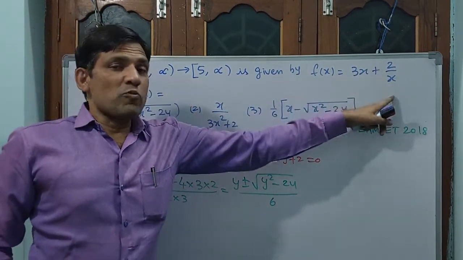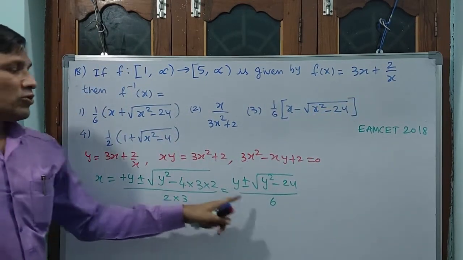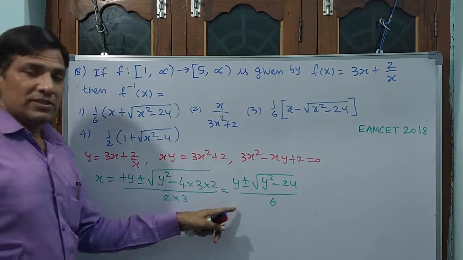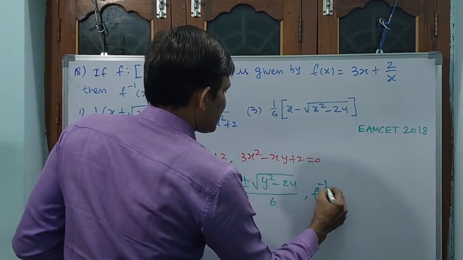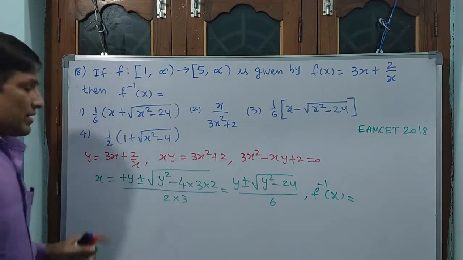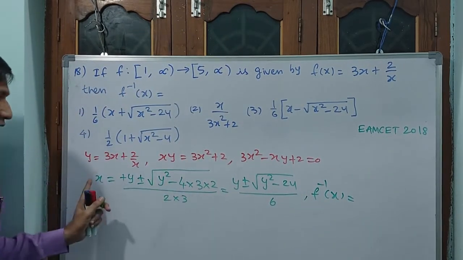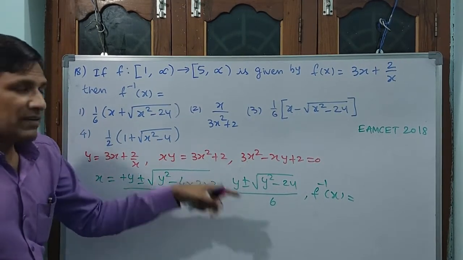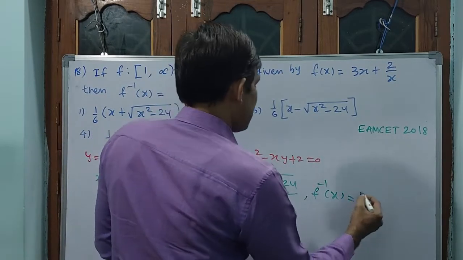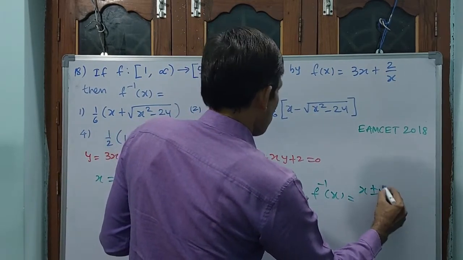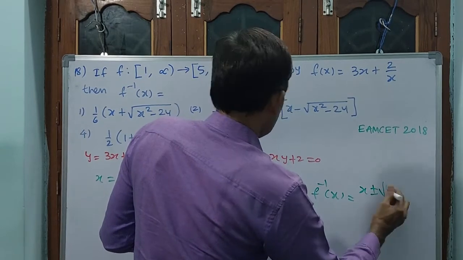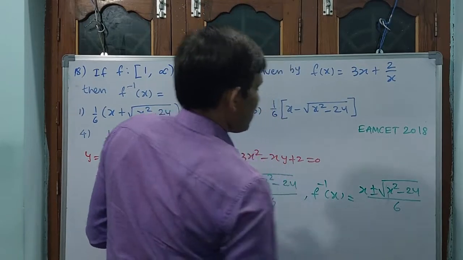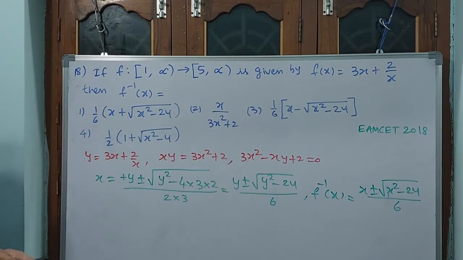You see, y is equal to 3x plus 2 by x is a function. x is equal to something is the inverse. Inverse means again you have to convert it into x. Now x is equal to this, so what will be f inverse? x is this one. For f inverse, you replace x with f inverse and replace y with x. That's all. If you replace y with x, then x plus or minus square root of x square minus 24 by 6 will come. Okay, now we stop and analyze.